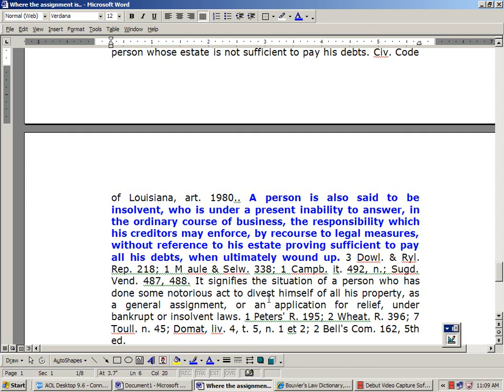In the ordinary course of business, the responsibility which his creditors may enforce, that he answer by recourse to legal measures without reference to his estate proving sufficient to pay all his debts when ultimately wound up. They're not telling you, hey, you got plenty of money, come and pay this bill. No, you don't pay it, we're going to take the whole thing. For $10, whatever their little amount was, we're going to take all your stuff. We're going to take your house, your car, and.